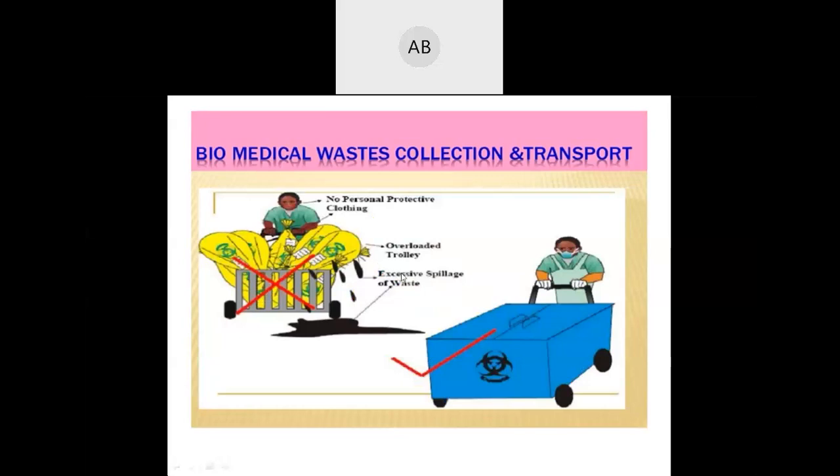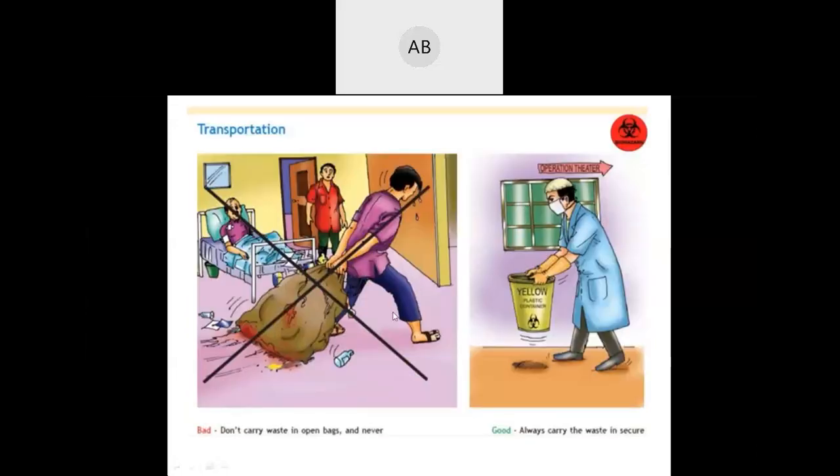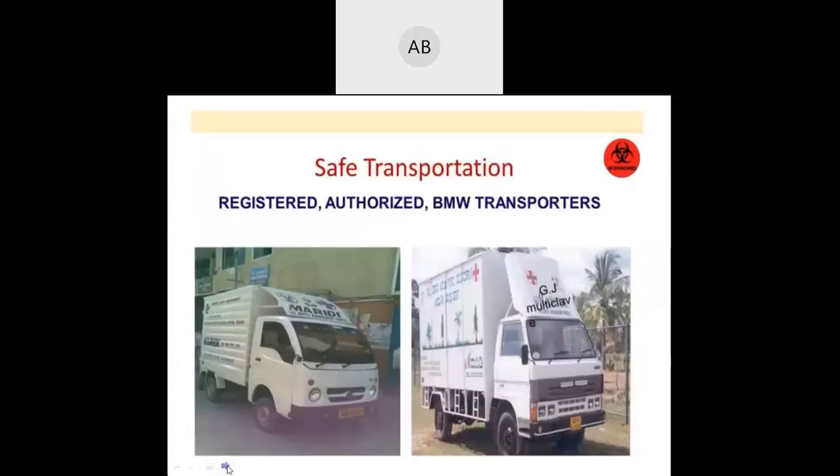So this is again one more picture of biomedical waste collection and transport. See that they are wearing personal protective equipment and it should not be overloaded. There should not be any spillage also. Here you can see that it is fully covered. This is one more way of transporting the waste products. Don't carry the waste in open bags, and never drag the waste products. Always carry the waste in secure materials. Then next is safe transportation. Once collected, the biomedical waste will usually be transported only by registered authorized BMW transporters.